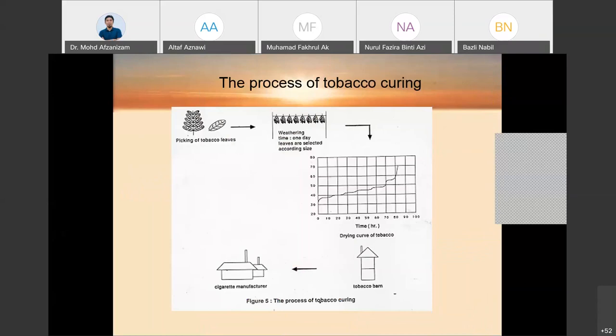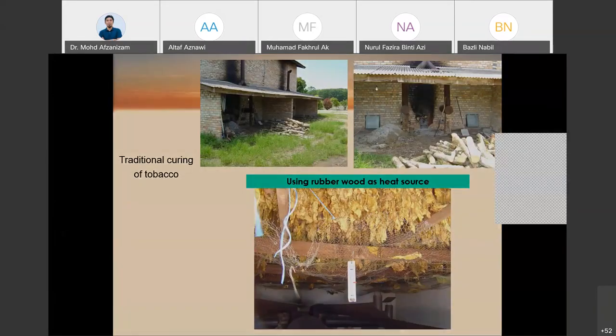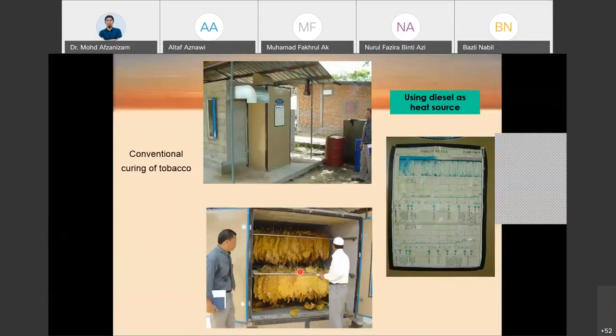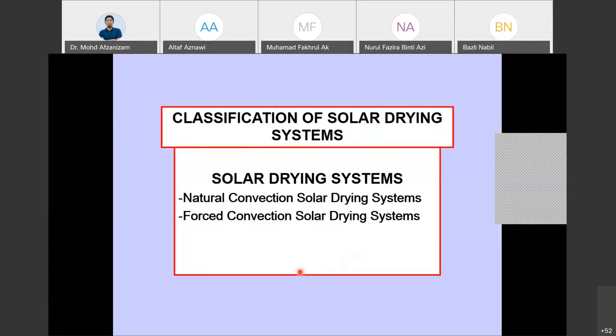Okay, so this one is the tobacco. Using the desiccant as a heat source, okay, commercial curing of tobacco. Okay, the pressure of the solar drying system: natural convection or forced convection. Natural convection, we deal with the existing condition, which is from nature.